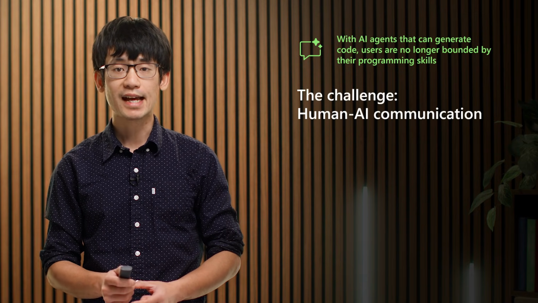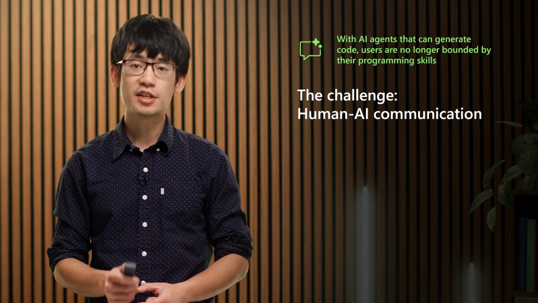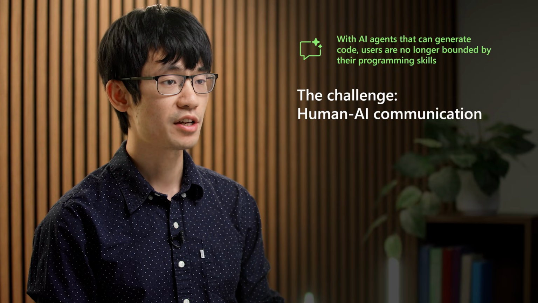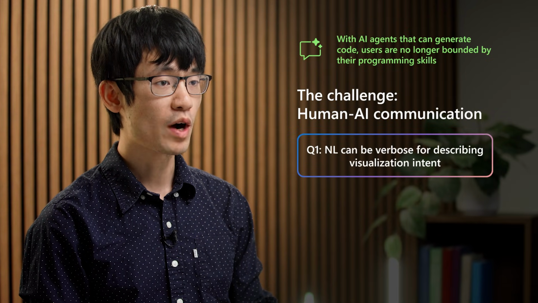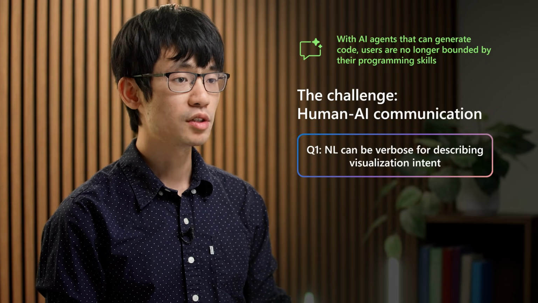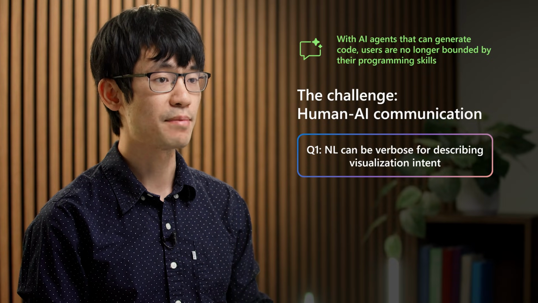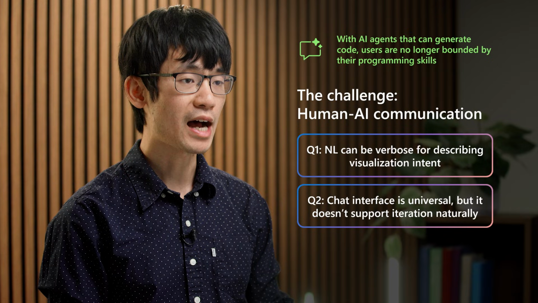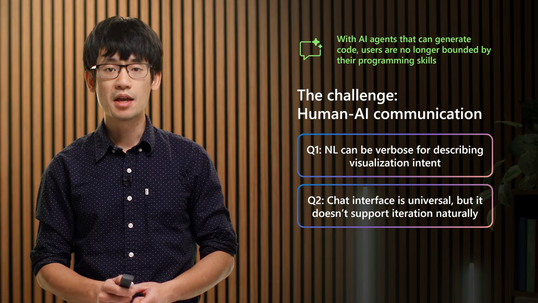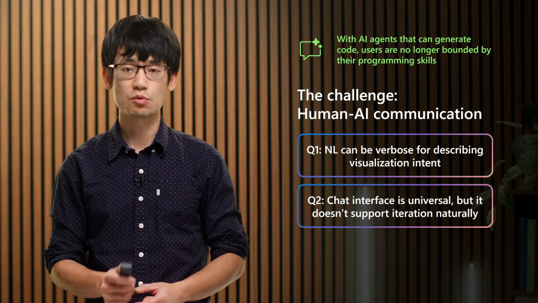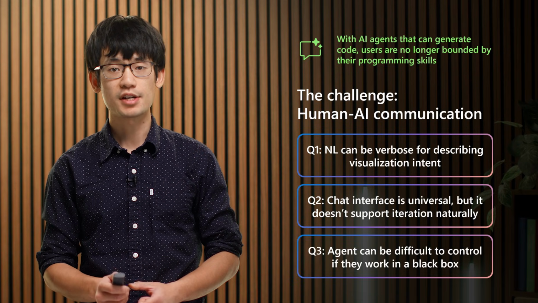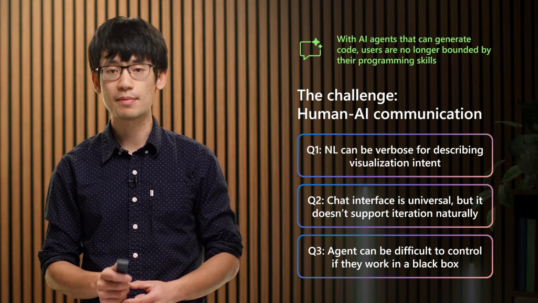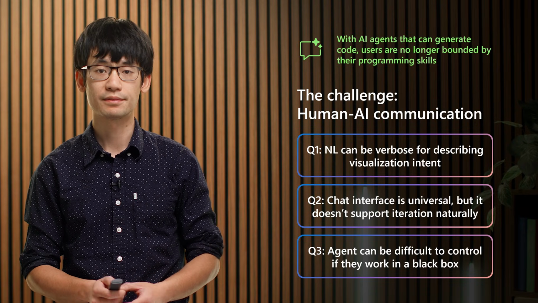However, to make data analysis truly accessible, we still need to lower the interaction friction between user and AI. The first challenge is that natural language can be quite universal, but it can be verbose for describing the visualization intent, and it may not be very precise. The second is that chat interface is the way we interact with agents, but it doesn't support iteration naturally as we want for data analysis. Third, agents can be difficult to control if they are working in a black box. The user may easily lose control over what the agent is doing.